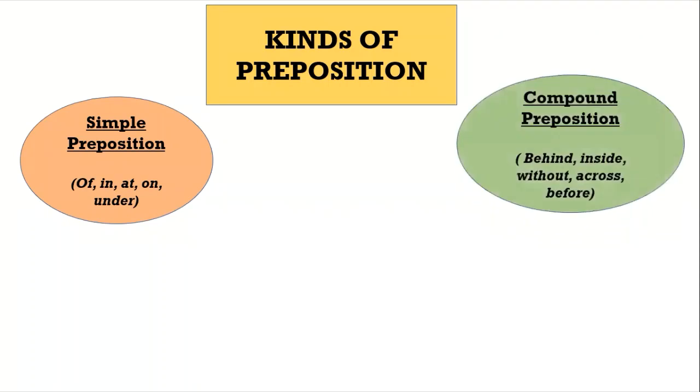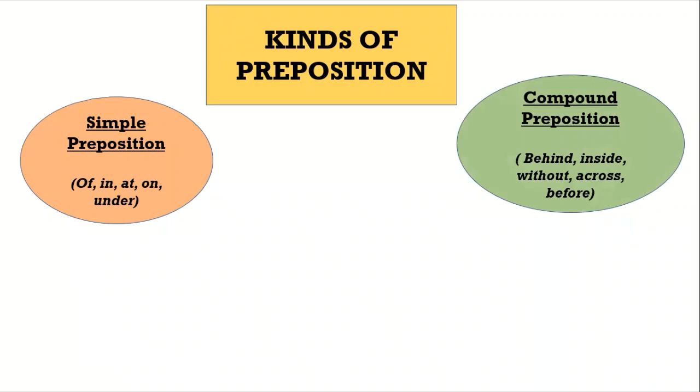Next, compound prepositions, like behind, inside, without, across, before. All these are compound. Where compound means what? When two words are related. Normally be can be by, behind. So standing behind, it's like a combination of two words. Inside: in is one word, side is another word. Without: with is one word, out is another. So that is a compound preposition.